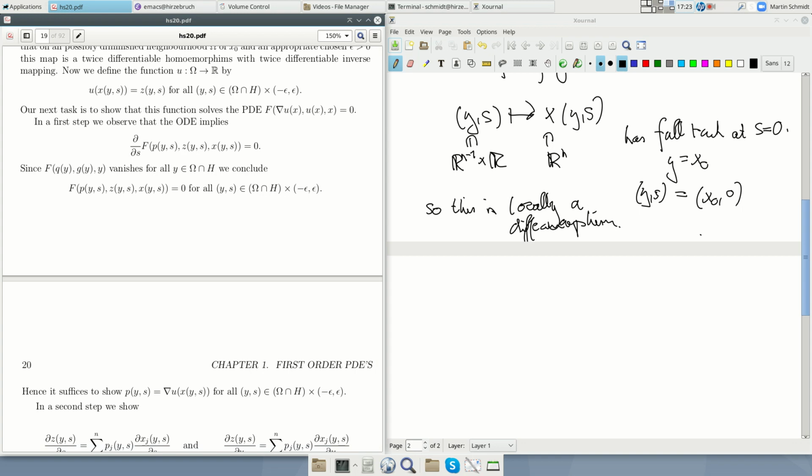Now it remains to show that this is really a solution. Of course, we already know it's differentiable, since everything is differentiable. This map is differentiable, this map is differentiable, so it's differentiable. So we have a differentiable candidate for the solution. We have to show now, as the next step, that this really solves the PDE.